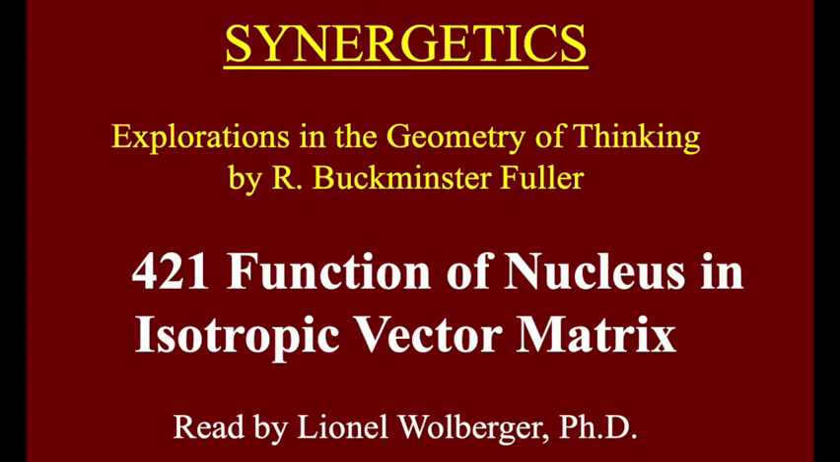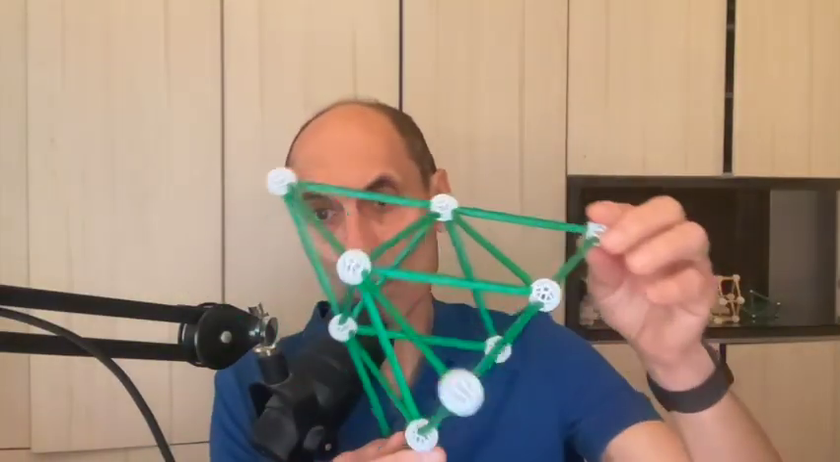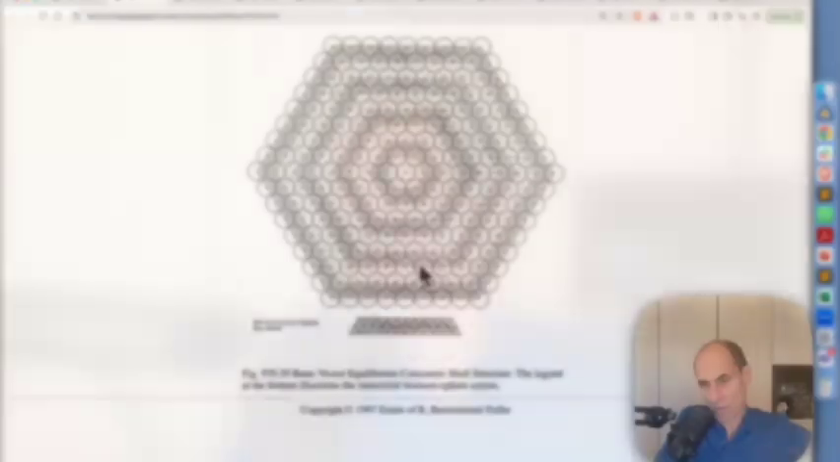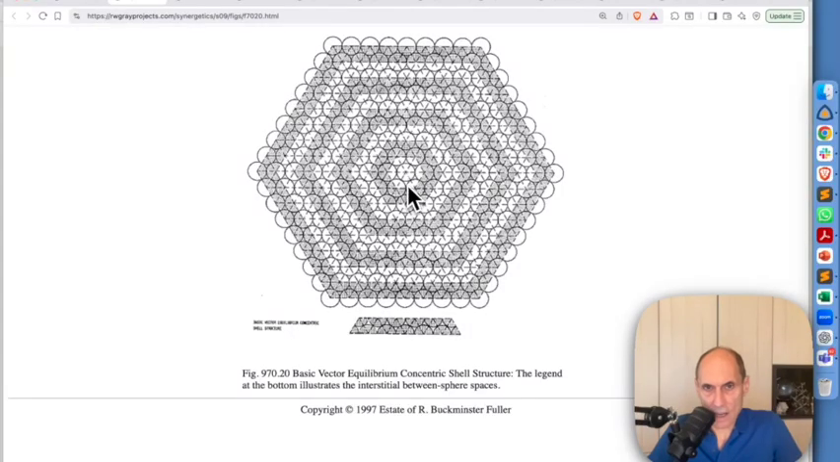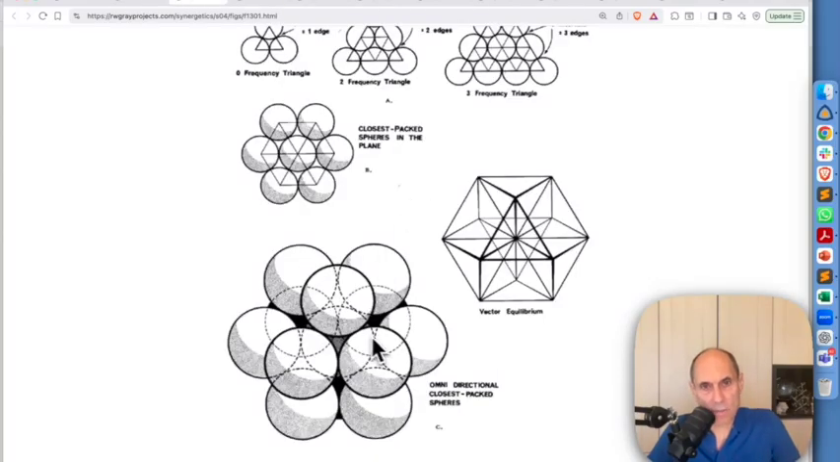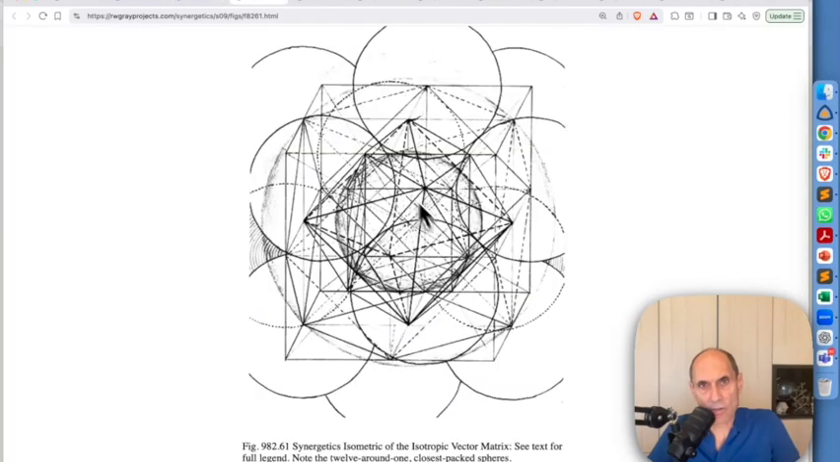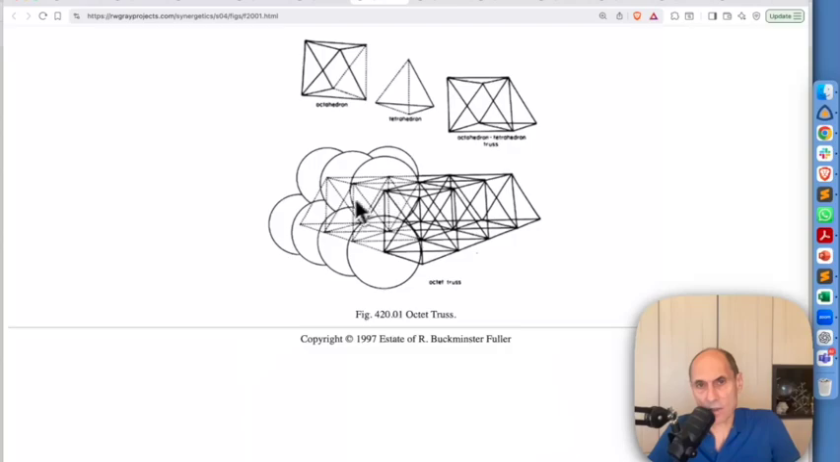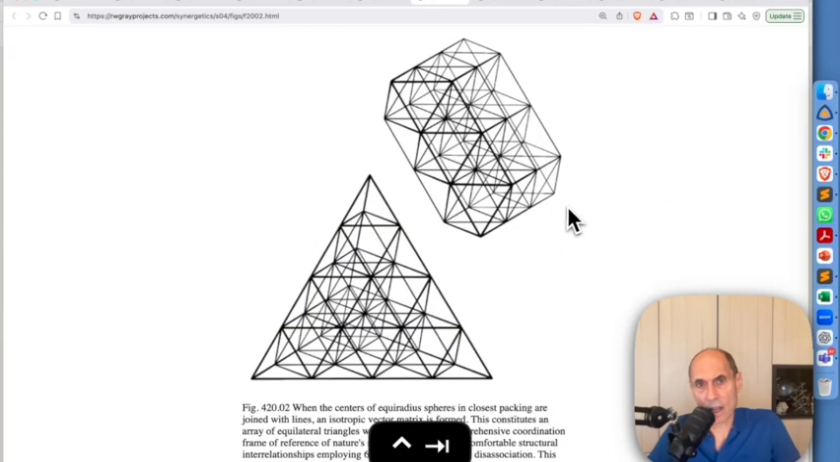It will help in this section if you have an isotropic vector matrix, which is a vector equilibrium with its nucleus articulated, and a two-frequency tetrahedron or an octet truss. We'll be thinking about each vertex as being the center of a sphere, how an edge goes from one sphere center to another. When you do closest packed spheres, they outline the vector equilibrium, isotropic vector matrix, and the octet truss. That's where you just continue the form out sideways.